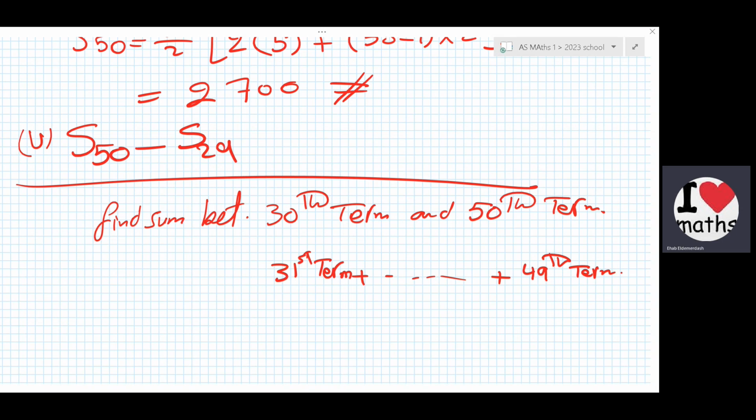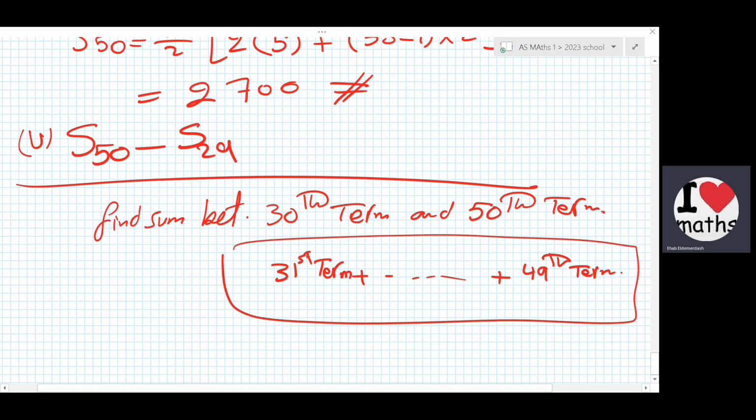In this case, if I have to ask you to find these terms, you have to wait, Mohamed. You can identify what the 31st term is and what the last is. So you have A and you have D. And the N in this case, who can tell me how many terms from the 31st to the 49th? Who can tell me how many terms they are?